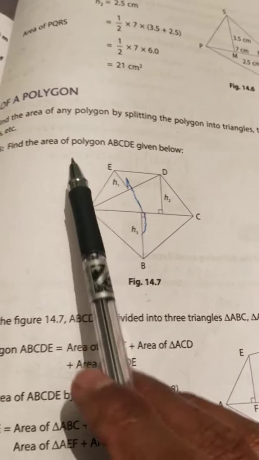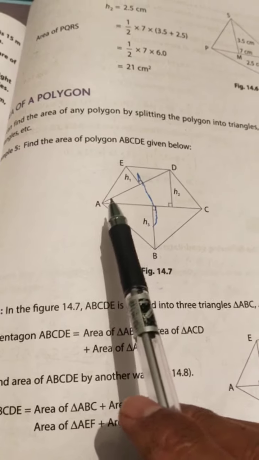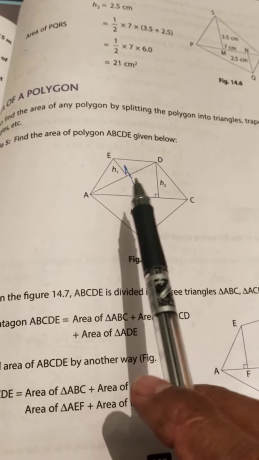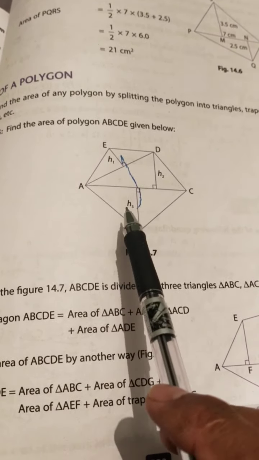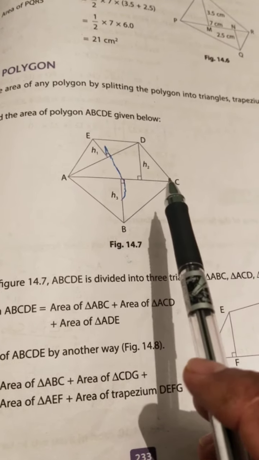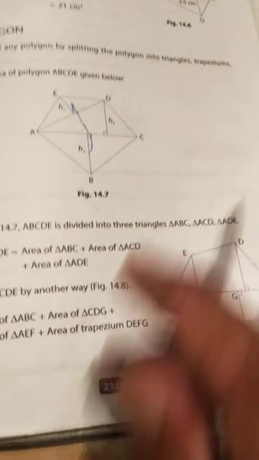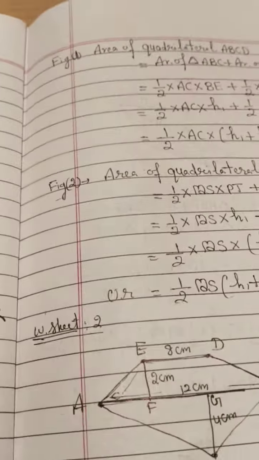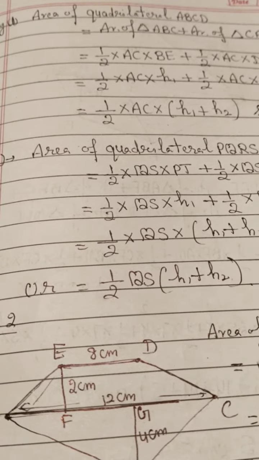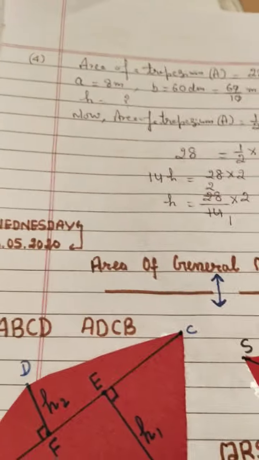So how can we find the area of a polygon? We can split the polygon into triangle, trapezium, square, rectangle and so on. We know the area of a rectangle is L into B, area of a square is side into side, area of a triangle is half into B into H, and area of a parallelogram is B into H. So in this way we can find the area of quadrilaterals or polygons.